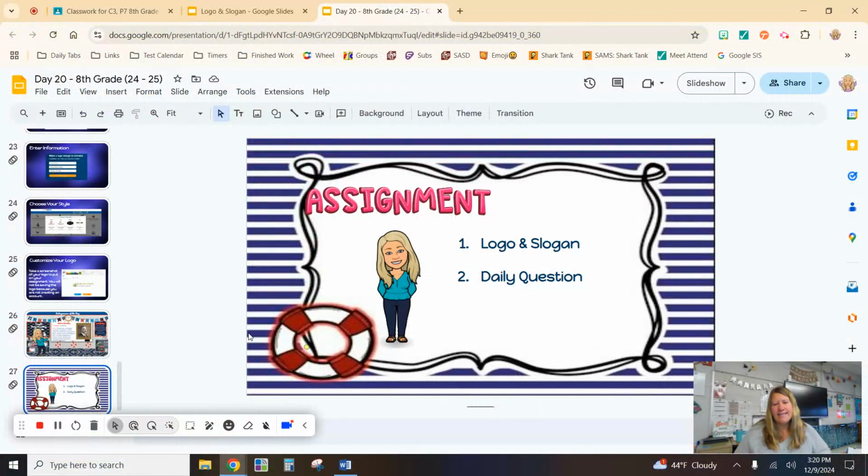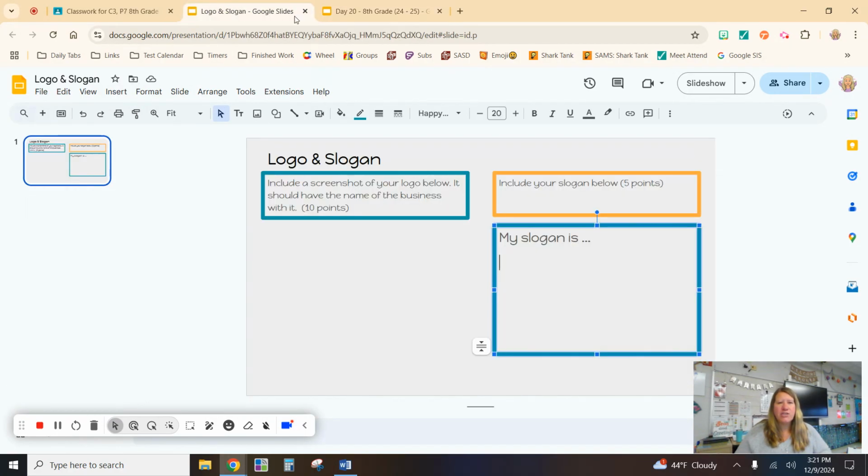All right, that's it, ladies and gentlemen. So you are going to screenshot a logo that you've created for any business that you want to create. Maybe you want to be a realtor. Maybe you want to have something for pets. Maybe you want to have a physical therapy. You're having a pizza, a restaurant, anything. Whatever you want it to be. And when you're finished, you're going to make sure to turn that in.